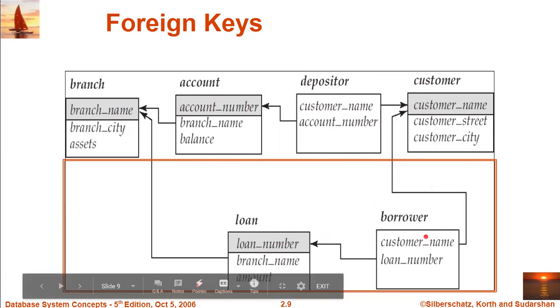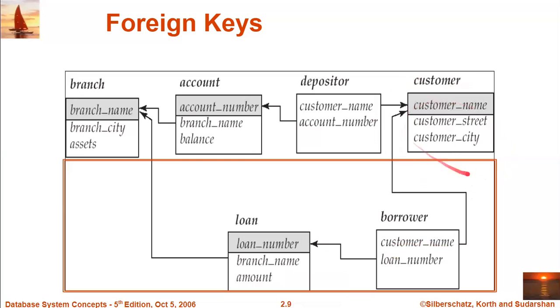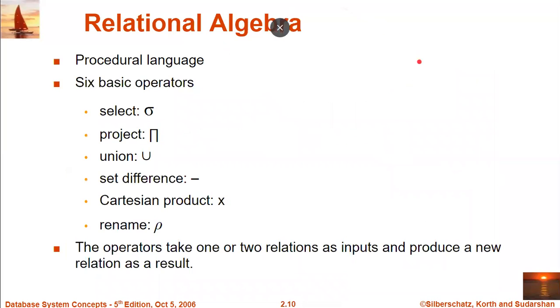So from this side to this side, it says there is a foreign key relationship. This is referring to this table. If we want to retrieve customers who are having a loan, then from this table we can get the loan number information. From this we will go to customer details that will be retrieved from here also, and so on. So we are basically having these basic operations in relational algebra, which is a procedural language.